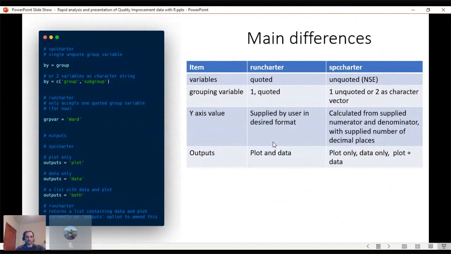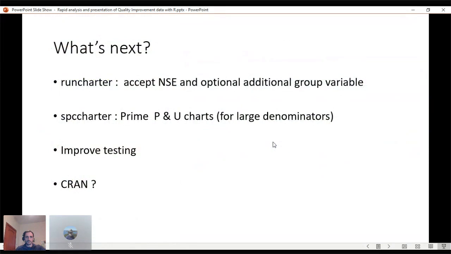There are some differences. I've learned a bit more about programming with data.table. SPC charter takes bare variable names as opposed to quoted ones in runcharter, and there's also an additional grouping variable. Future plans: adapt runcharter to accept NSE. Adapt SPC charter so it accepts larger denominators, so basically create prime P and prime U charts. Improve the testing, as there's none yet for SPC charter, and then maybe CRAN at some point.